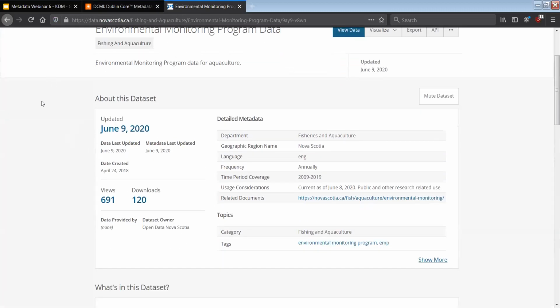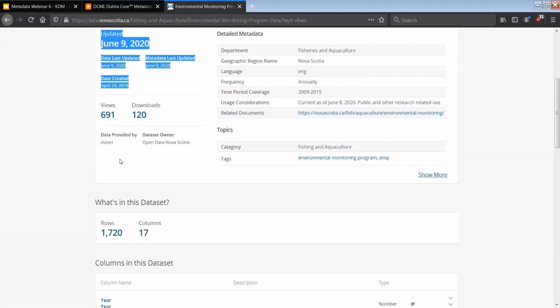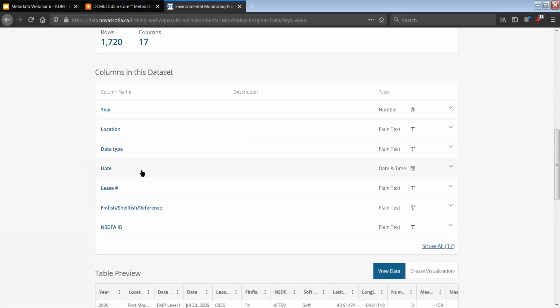So from looking at this page here, there are lots of dates here. There is updated June 9th. We can see data last updated on June 9th, metadata last updated on June 9th, date created in 2018. There's a time period coverage from 2009 to 2019. And there's also a field in the data set called date.